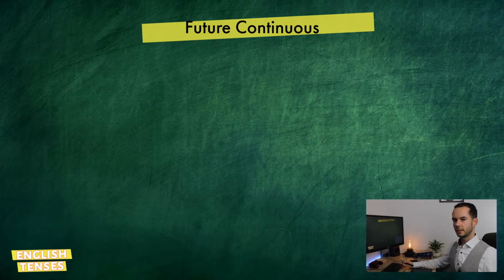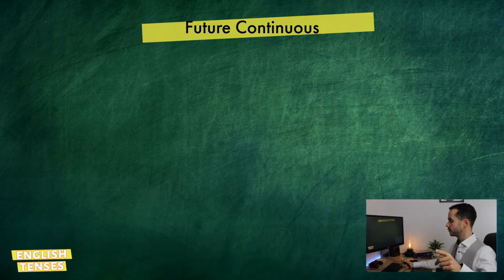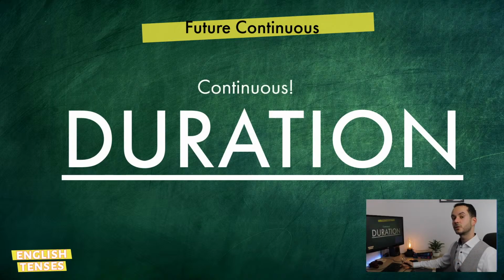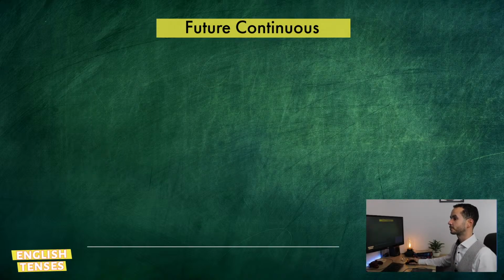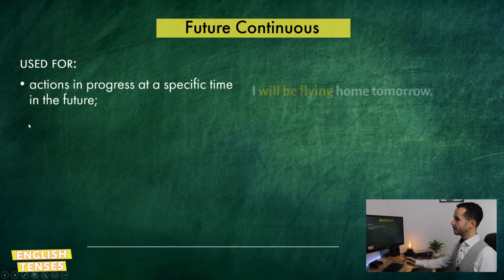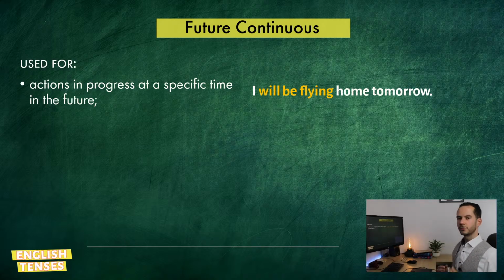Let's start with future continuous. So if you remember from last week and the week before that, every time we talk about continuous, we talk about duration. Excellent. So continuous is usually used when we want to put emphasis on the duration of something. That's the case as well when we look at the future. Future continuous is used for actions in progress at a specific time in the future. Now this might sound a bit weird, so let's look at this in a bit more detail.